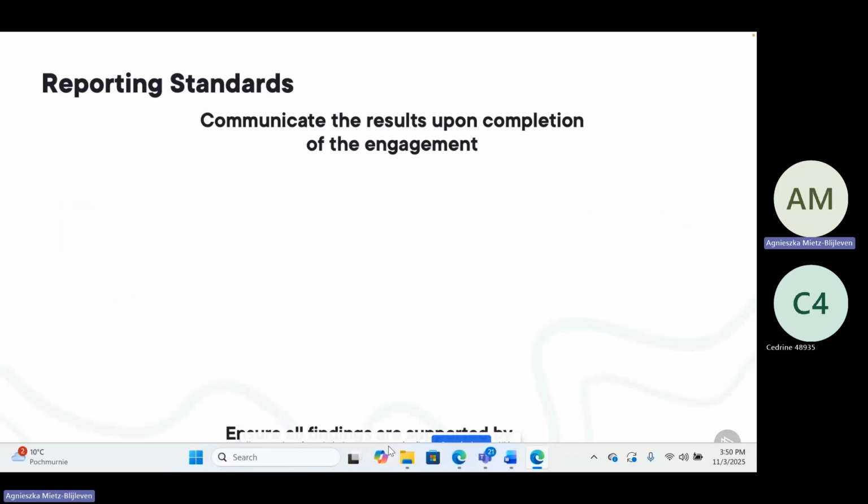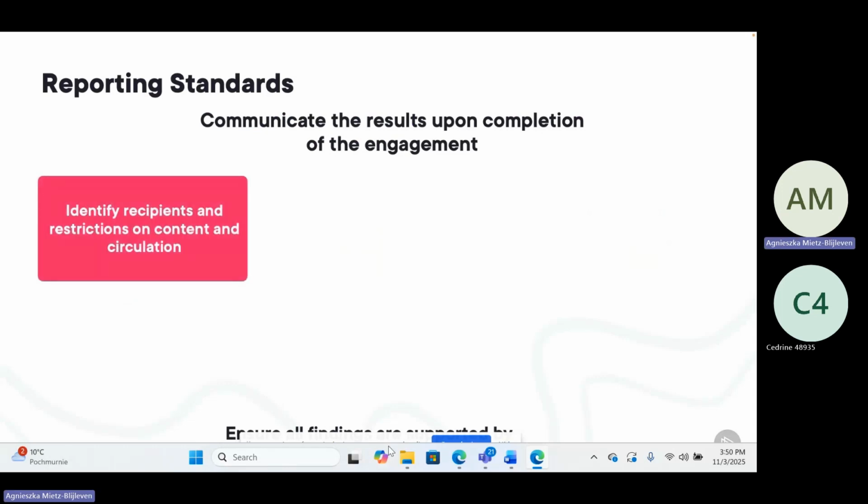Then we have the reporting standards. The reporting standards say that we must communicate the results of our audit upon the completion of this audit engagement. Now, that, of course, goes according to that initial audit plan, where we identified who should get a copy of the audit, as well as certain restrictions on content or the circulation or distribution of the audit. Maybe the audit contains some very sensitive information, in some cases that might even lead to something like a fraud investigation. We can't just pass all this information to everybody.